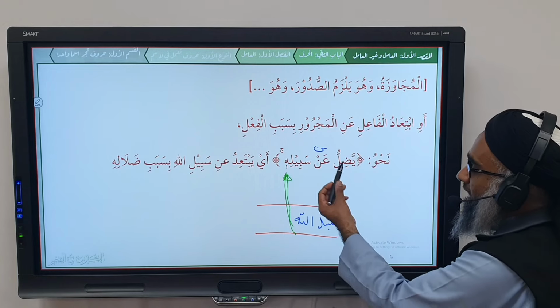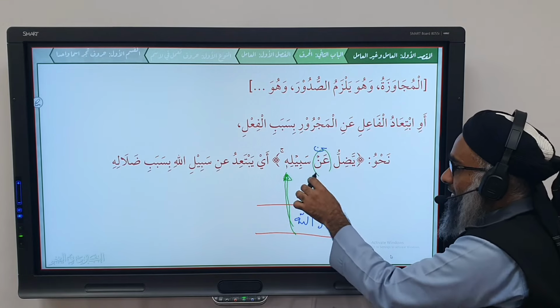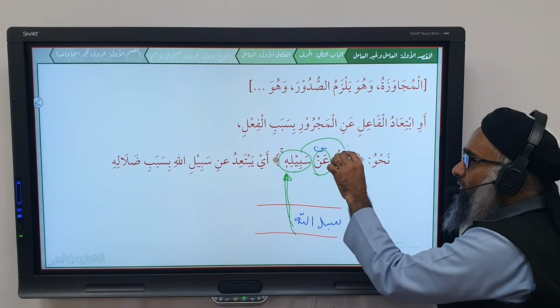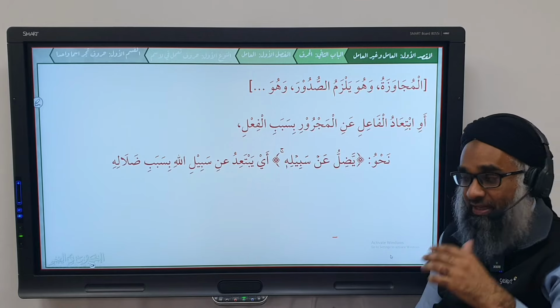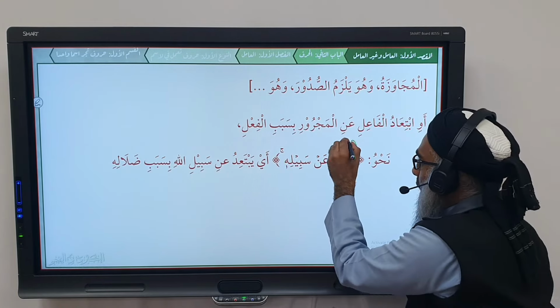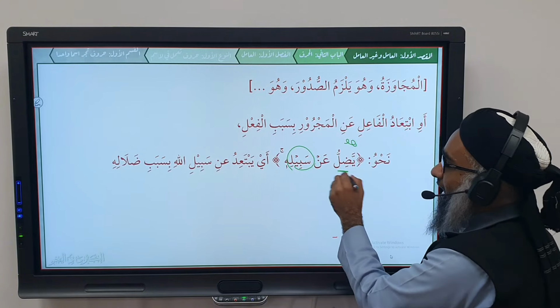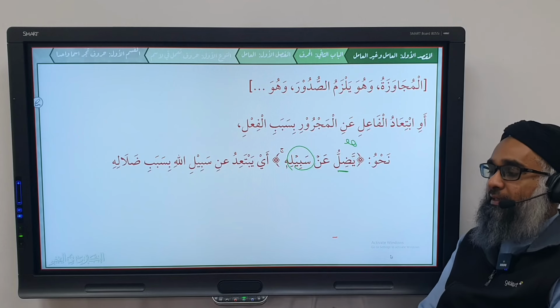So now here, ضل عن سبيله means أي ضل, he went away. So the عن means ابتعد, he went away from where? The path of Allah, because of the فعل, because of ضلال, because of him being misled, he went away from the path. So another meaning of the عن is the فاعل went away from the مجرور, the هو went away from the مجرور because of his ضلال. Another way of explaining that, مجاوزة meaning.